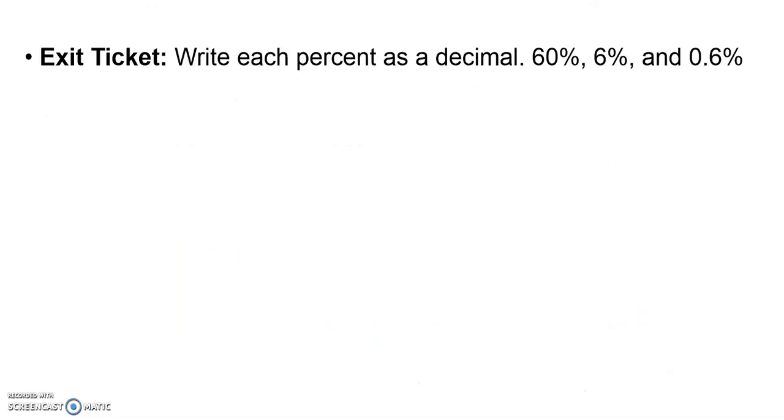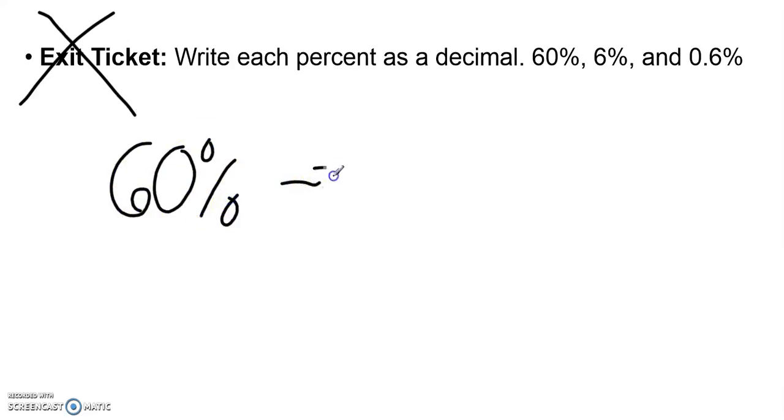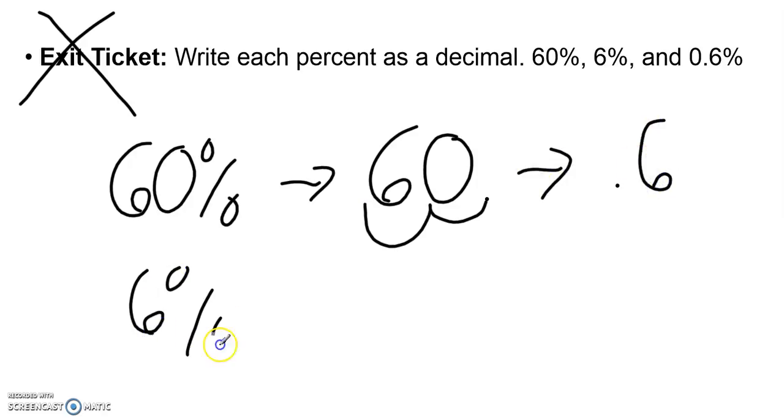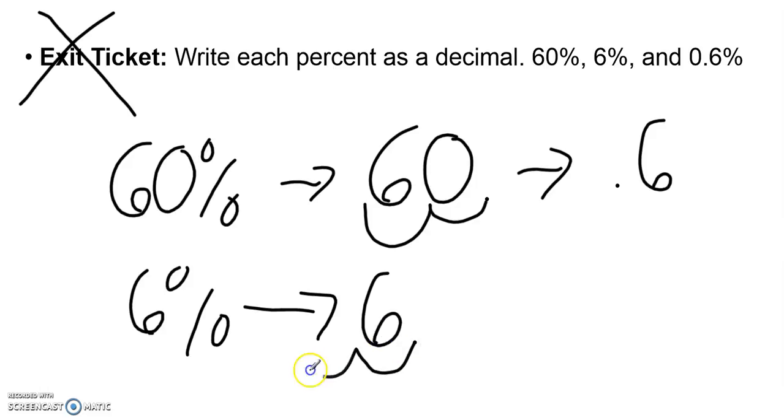So this is all really out of order. This is labeled exit ticket, but we're just going to do it together. So write each percent as a decimal. So we have 60%. Drop the percent sign, we get 60, put a period there, then move that over twice, so our answer is 0.6. So we have 6%, drop the percent sign, we have 6 with a point, move that over 2 times, so once is here, twice is here, so we're going to have to add a 0 there.